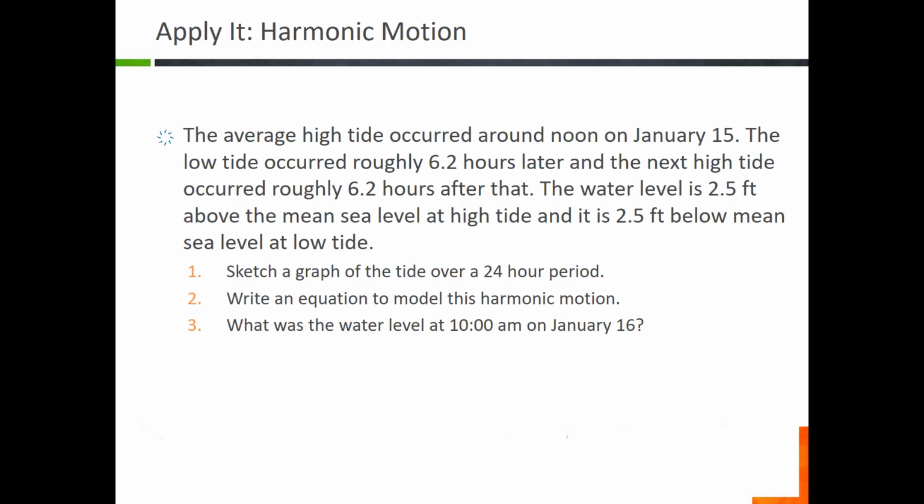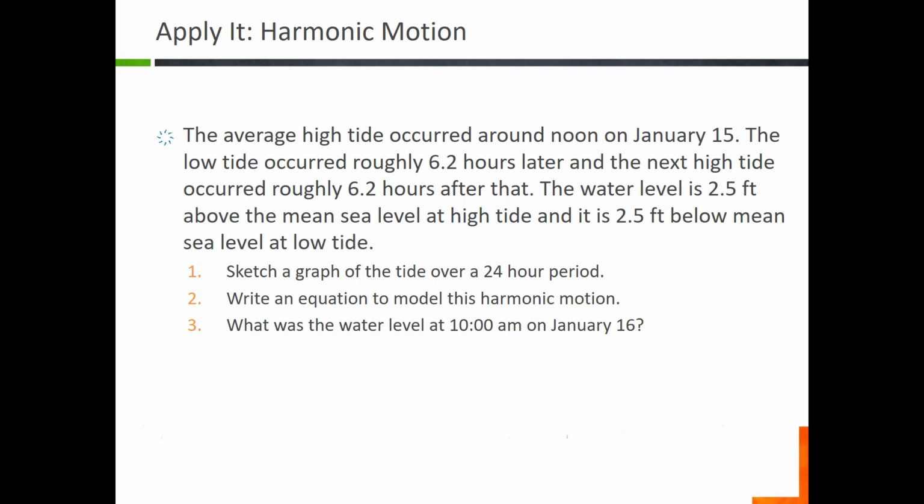The average high tide occurred around noon on January 15th. Then we checked again and we found that the low tide occurred about 6.2 hours later, and then the next high tide occurred another 6.2 hours after that. We know that the water level is 2.5 feet above the mean sea level at high tide, and it is 2.5 feet below the mean sea level at low tide.